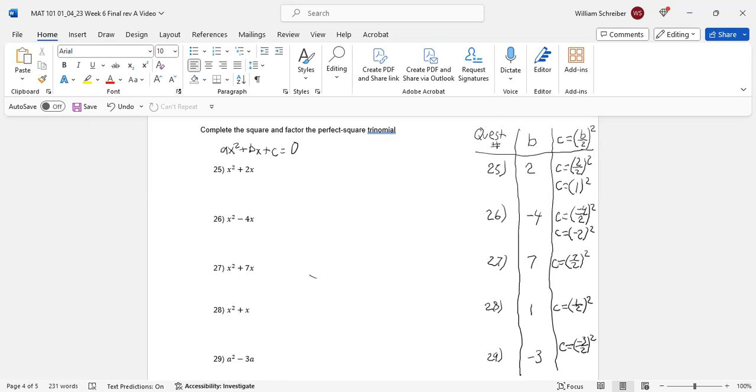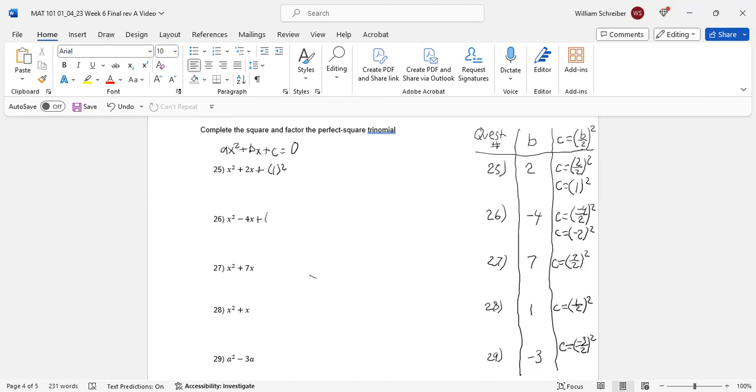Now that we've computed all the c values, we're going to go ahead and complete the square. So what is completing the square again? All we're doing is adding the c value, the c values that we just computed over here. For 25, we're going to say plus, and then use our c value, 1 squared, so open parenthesis 1 close parenthesis squared. For 26, the c value is -2, so we're going to go plus, and we're going to add that c value.